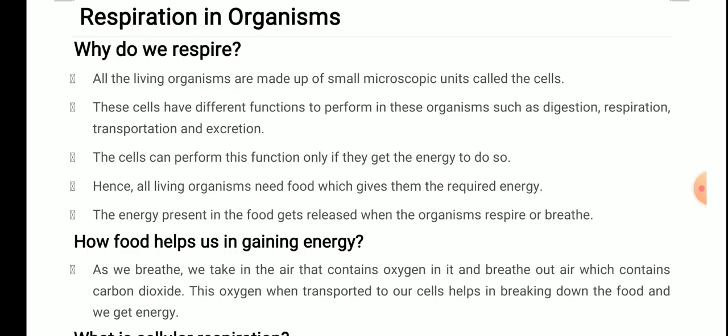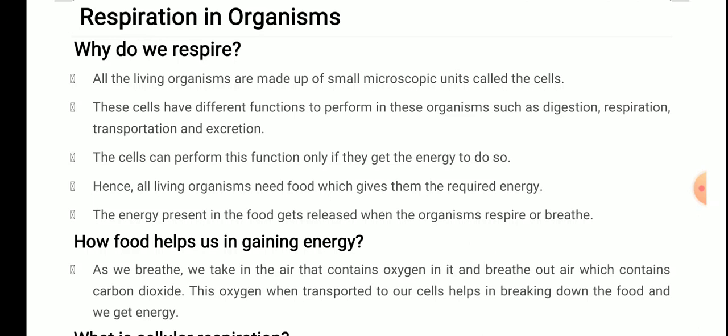Okay, so this is basic: cells can perform this function only if they get the energy to do so. Hence all living organisms need food, which gives them the required energy. The energy present in the food gets released when the organism respires or breathes. Very important.